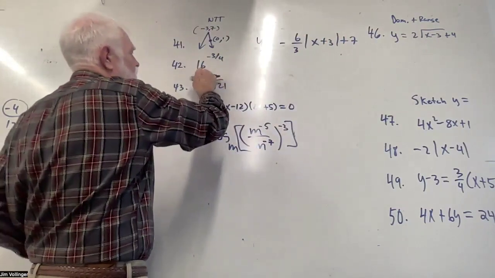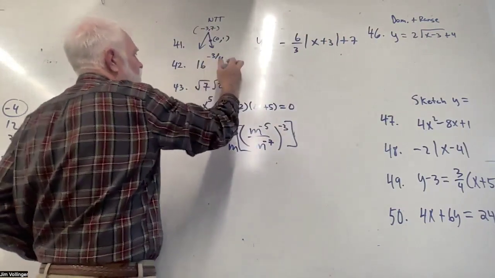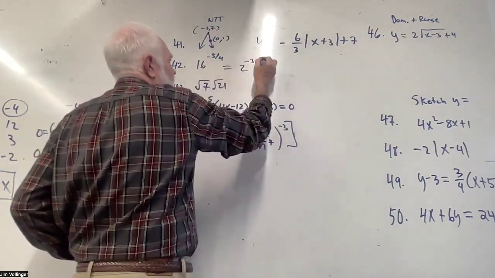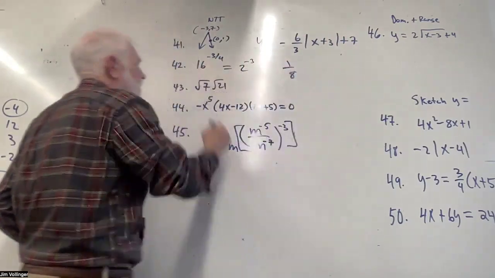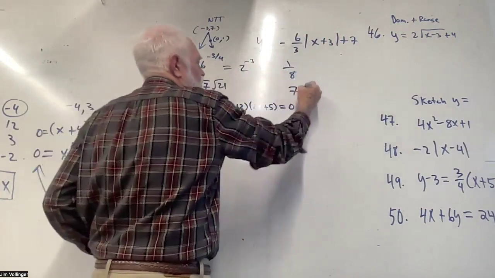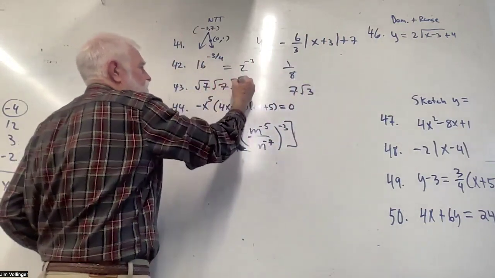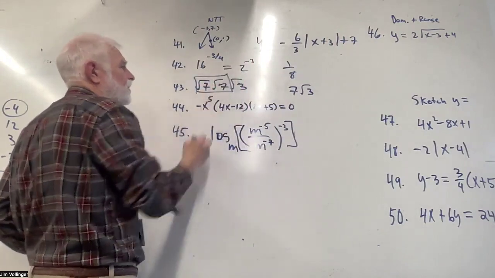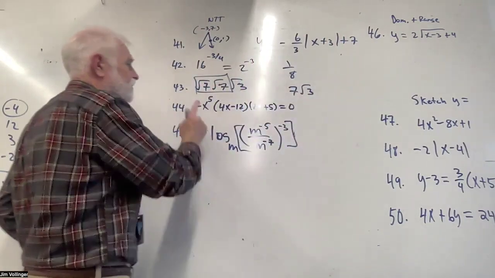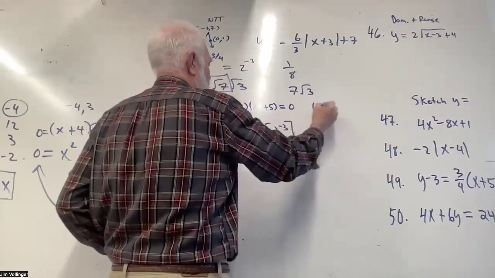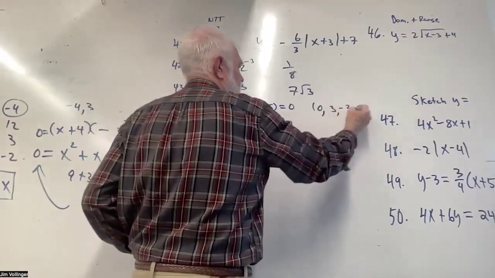The 4th root of 6, well, I'm going to flip. No, I'm going to do the 4th root of 16, which is 2. 2 to the negative 3 is 1 over 8. Square root of 7, so we got 7 root 3, right? 21 is equal to square root of 7 times the square root of 3. So there's your picture. 7 root 3. Zeros at 0, comma 3, comma negative 2/5.